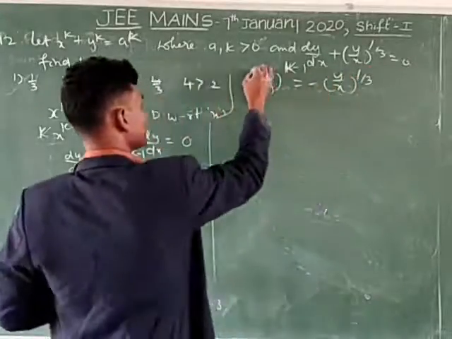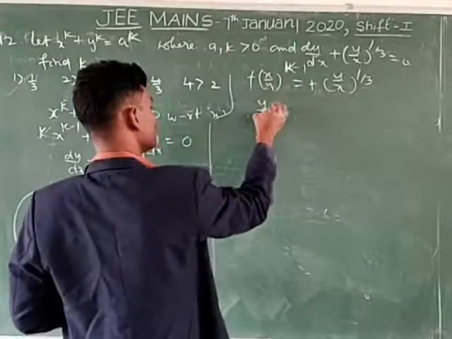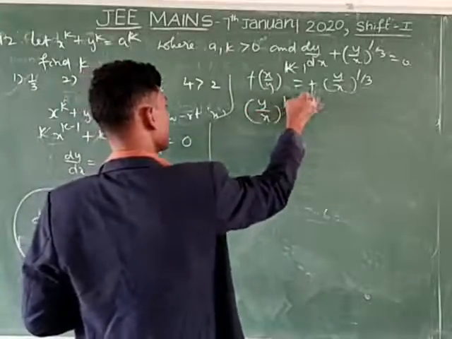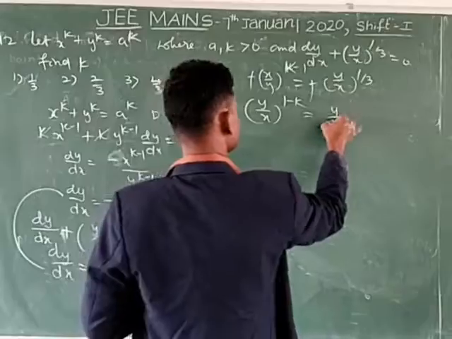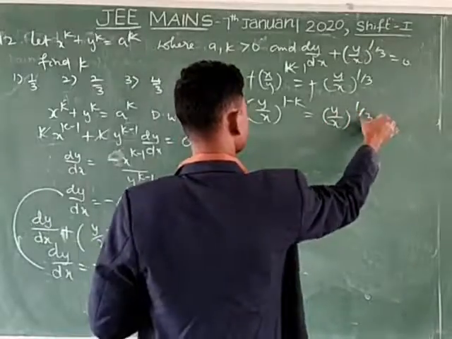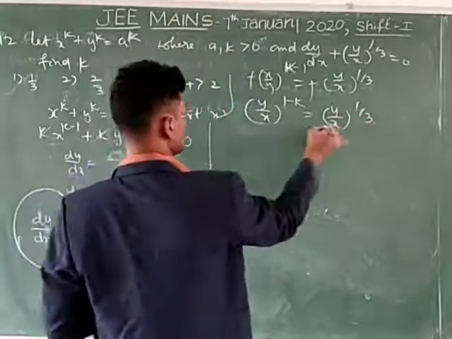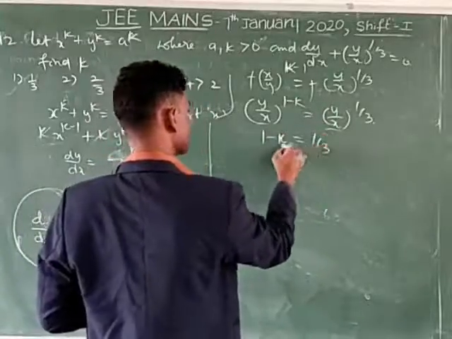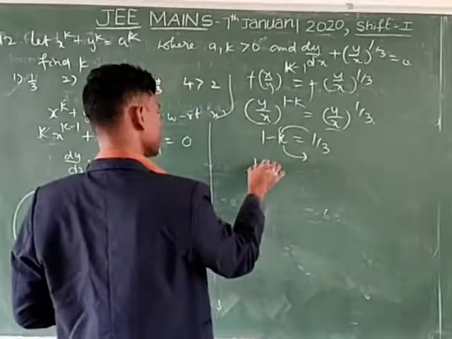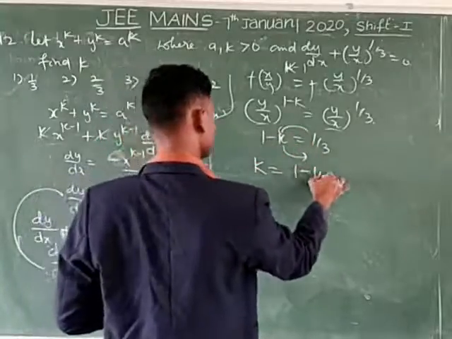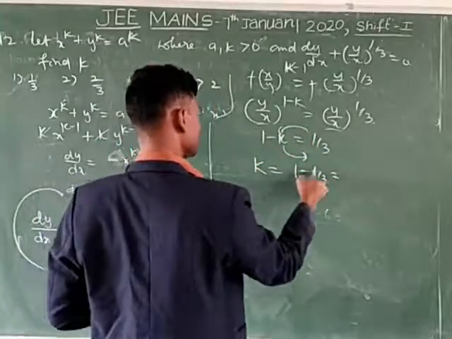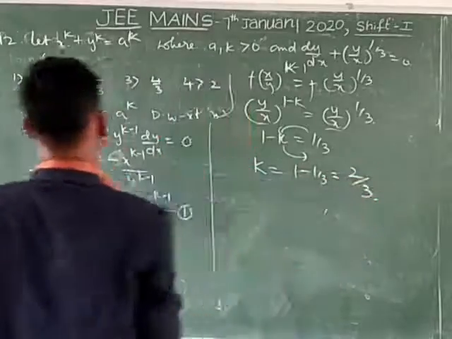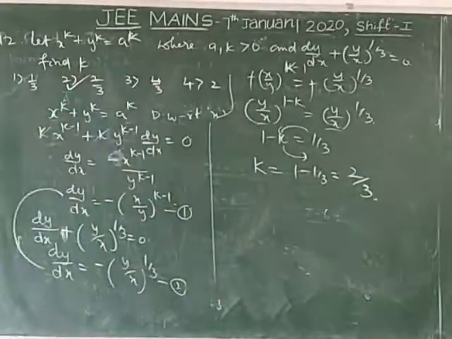Now the minus cancels on either side. This one is written as (y/x) whole power 1 minus k is equal to (y/x) power 1/3. Now here the bases are equal, so the powers are also equal: 1 minus k is equal to 1/3. Then take this to that side: k is equal to 1 minus 1/3, which is 3 minus 1 by 3, that is 2/3. My answer is 2/3.